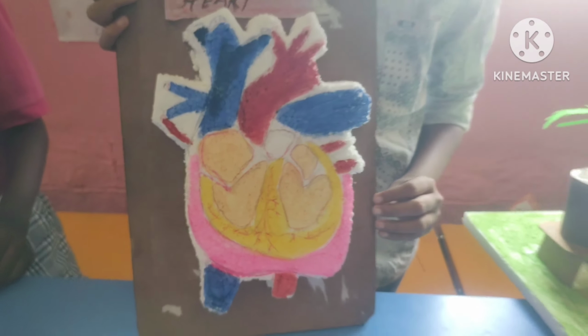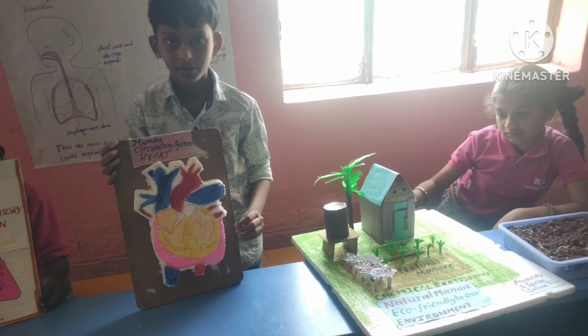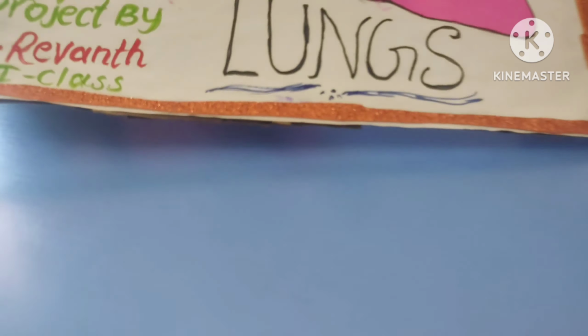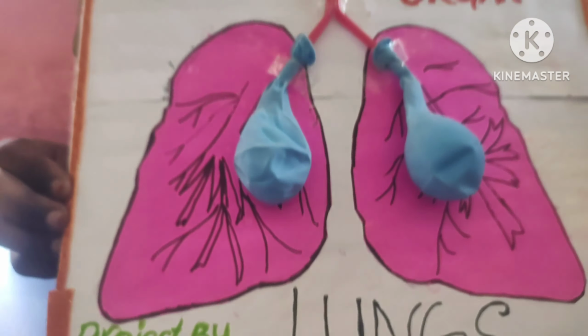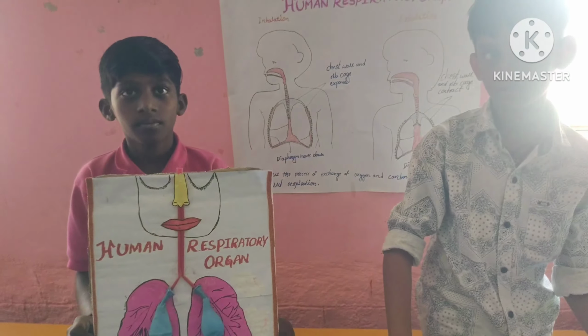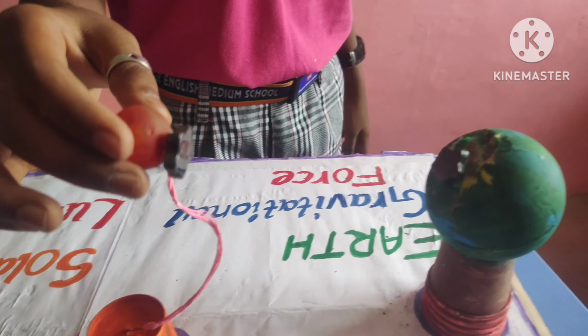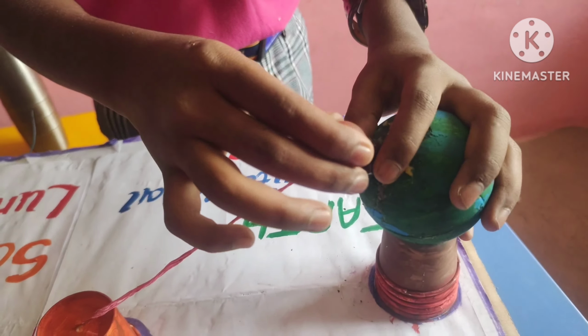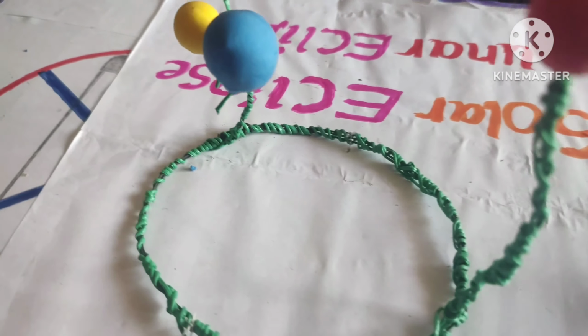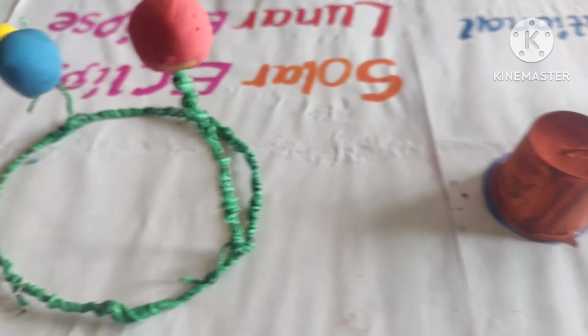And this is the human circulatory system, the heart. The heart is said to be a double circuit circulatory system. It is done by the fifth class children. Human respiratory organ, lungs, inhalation process, exhalation process, model done by the fifth class children. And this is the earth's gravitational force: due to magnetic attraction, how the gravitational force takes place. This is the model making of the fifth class children.